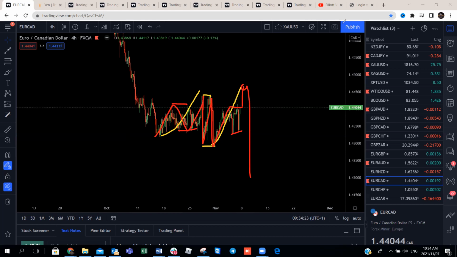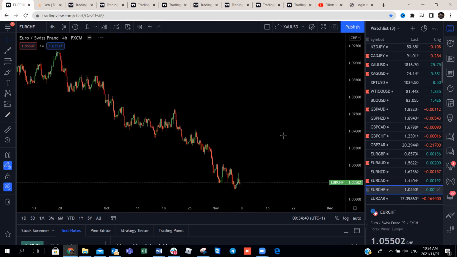So the next leg is for this to push a little bit higher and then drop. And what you would have here is a clear WXY corrective structure, and then move to the downside. So we look for a bit of a push to the upside as far as EURCAD is concerned, and then continuation to the downside.